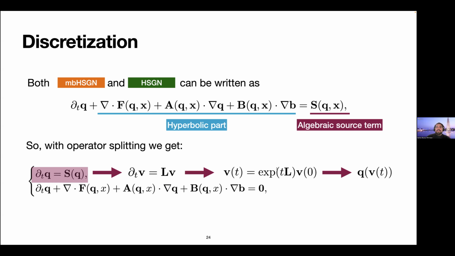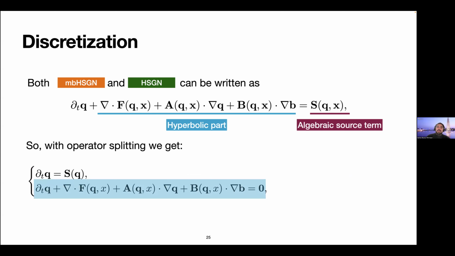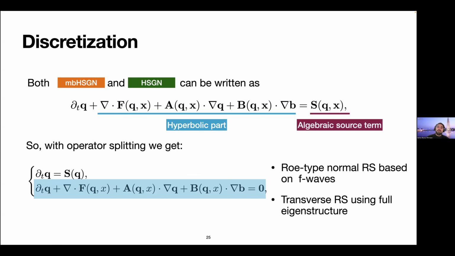This exponential of this small matrix works only for simple scenarios like wave tank tests. For real world problems, we use something more robust. We use an L-stable second order implicit integrator. For the hyperbolic part, we use a Roe-type normal Riemann solver based on F-waves. And for the transverse Riemann solver, we use the full eigenstructure of the systems that we already have available in explicit form.